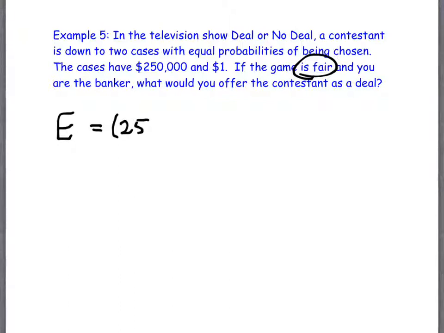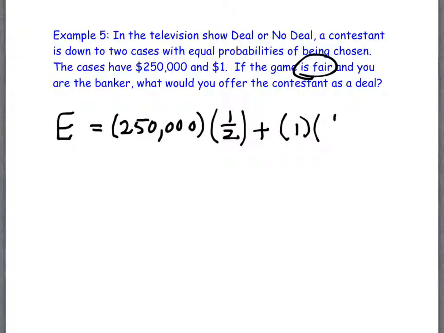$250,000. What is the probability of that being the winning case, or the case we choose? 1 out of 2. What is the value of the other case? $1. And what is the probability of that case? 1/2. All right, so we're going to run these numbers, and you're going to tell me what you get when you take 250,000 divided by 2 plus 1 divided by 2. What is the expected value, or what should the banker offer if he's going to be offering the compromise here in the right way?